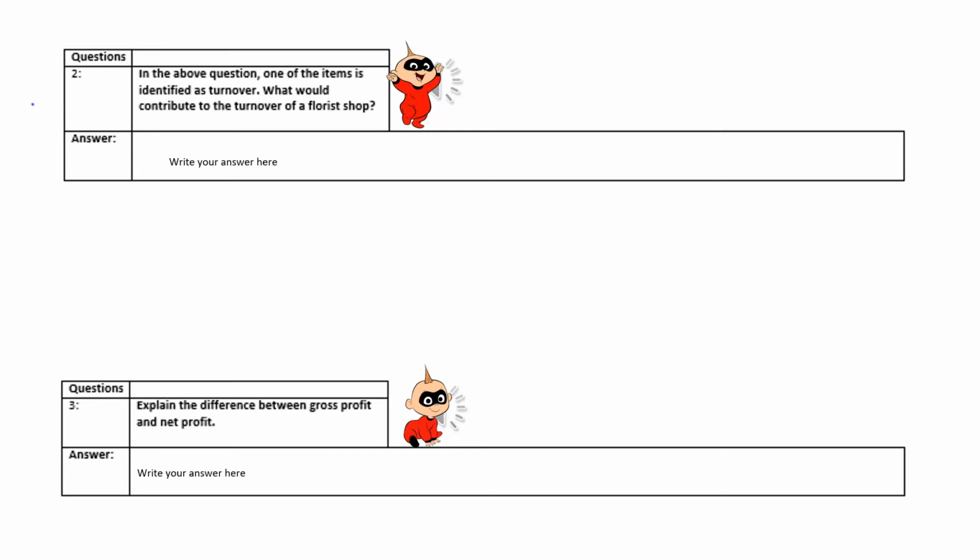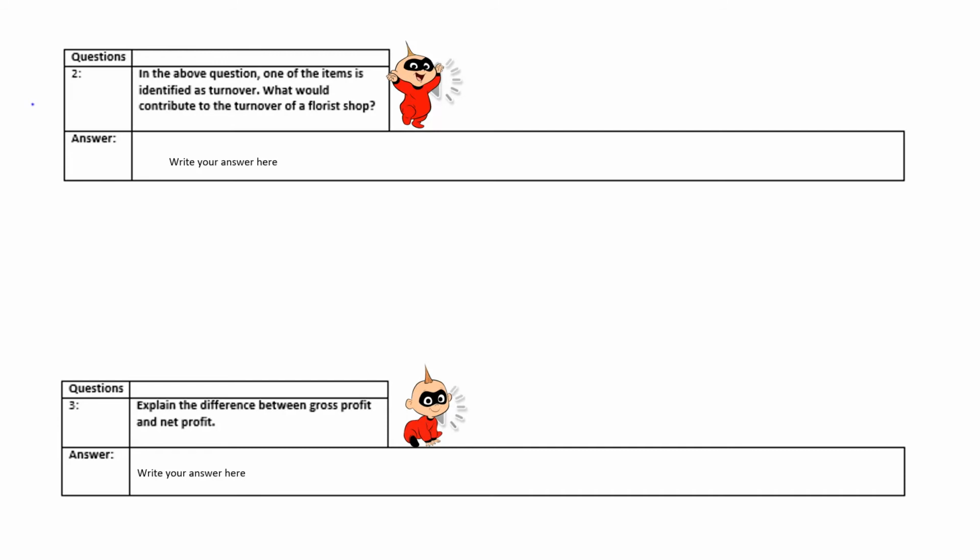Question 2. In the above table, one of the items is identified as turnover, that one at the top in the dark red. What would contribute to the turnover of a florist shop? Now here you've got to remember what the formula is for turnover. You remember price times quantity sold. So there are two things that could influence the change of turnover. Please explain how a change in either of those two things, or for more points, a change in both of those things can contribute to the change of a turnover.